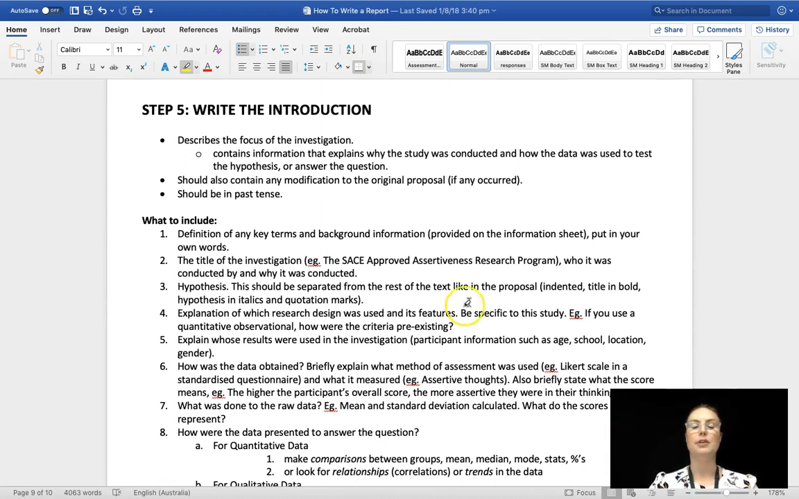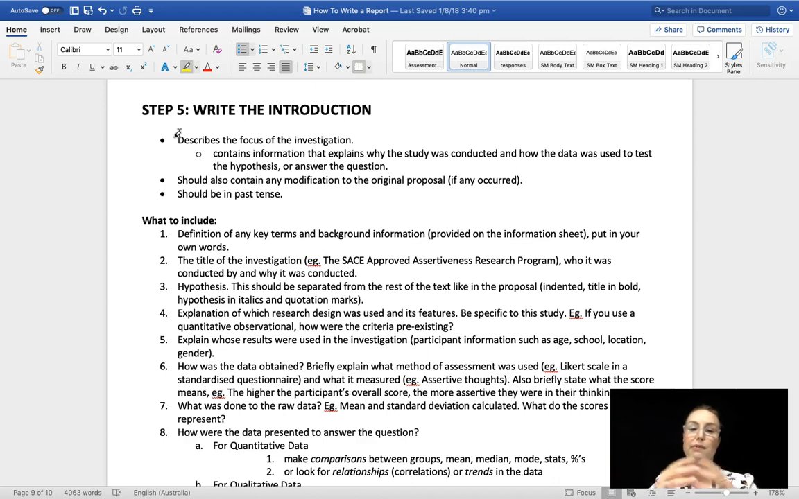So now comes the time where you need to do the rest of the report by yourself. So the introduction is basically the very beginning of your report. Your proposal is submitted separately and it's marked separately. And if you think about in the real world, your proposal is purely to see whether your research is going to be approved or denied. Once that has happened, the proposal isn't seen again.